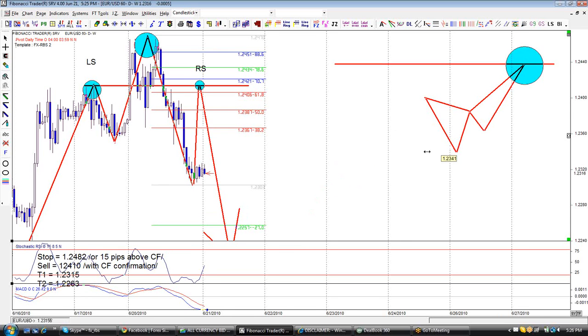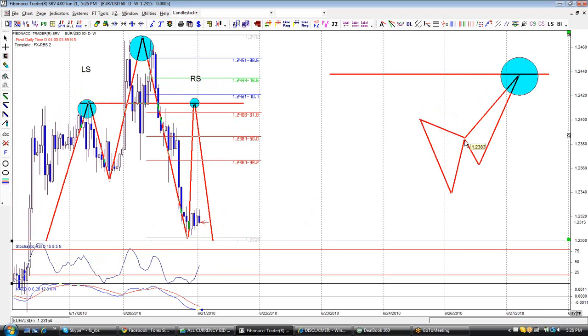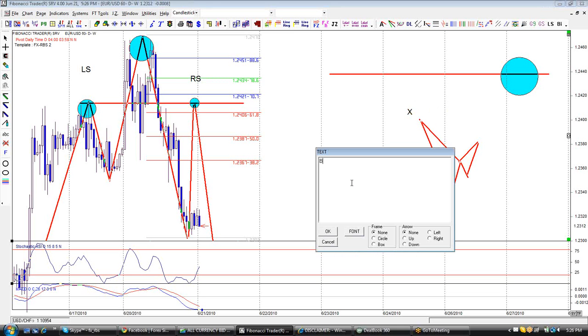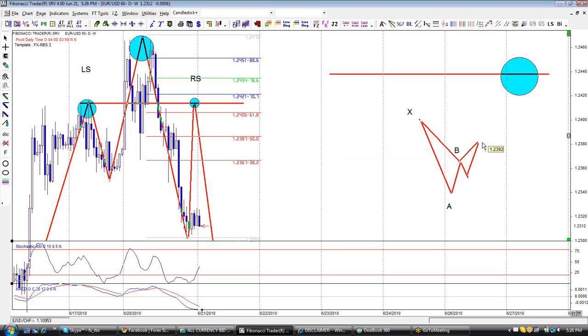Now, first, because most of you guys are familiar with Gartley, I will draw first a Gartley so you guys can see the difference between the two patterns. We always have the main swing X, A, then we have A, B, C, D as a subswing.